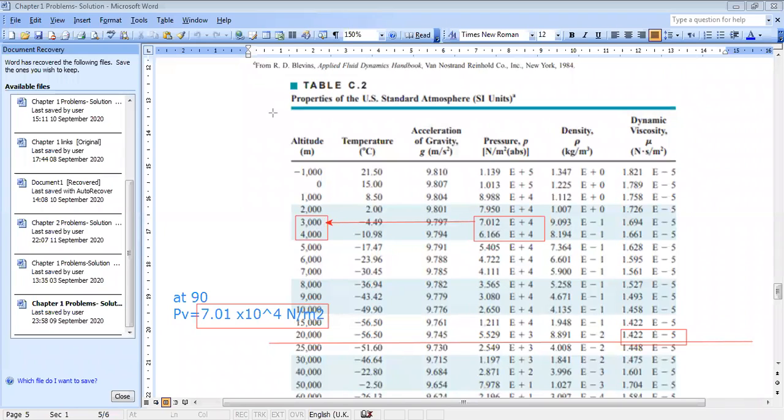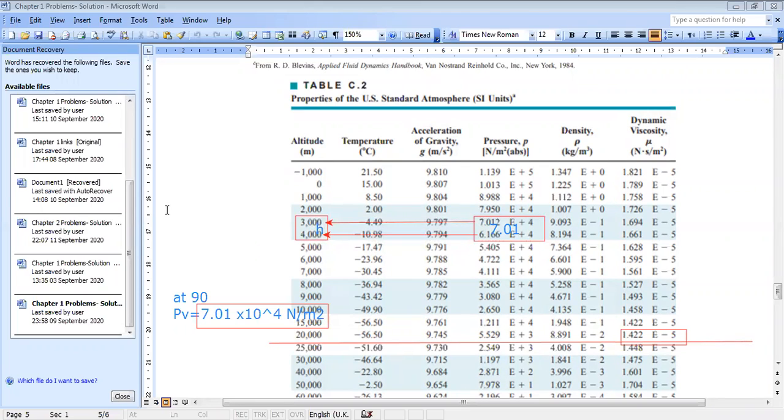Okay? So if I want to do interpolation, I say that 7.012 times 10 to the power 4 Newton per meter square corresponds to 3,000 meters, and 6.166 corresponds to 4,000. So the value in between is 7.01. So how can I do the interpolation? I can say here that H should be between 3,000 and 4,000.